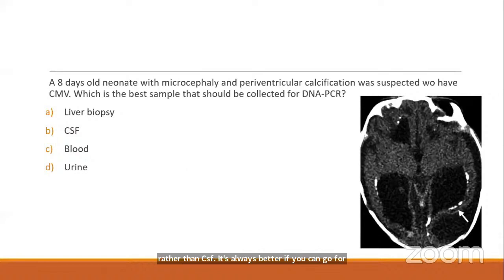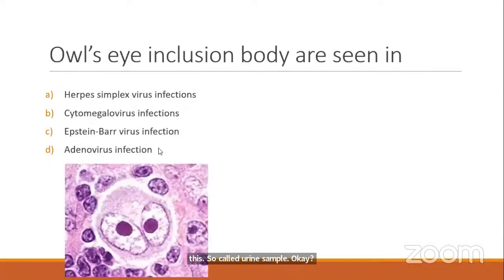So next, this is another inclusion body. Here you can see a typical owl's eye type of inclusion bodies. Which infection is it seen in? Anybody? Yes, it is seen in cytomegalovirus.